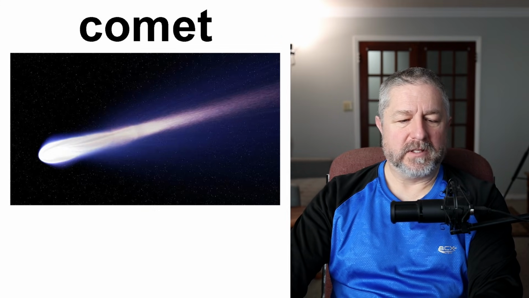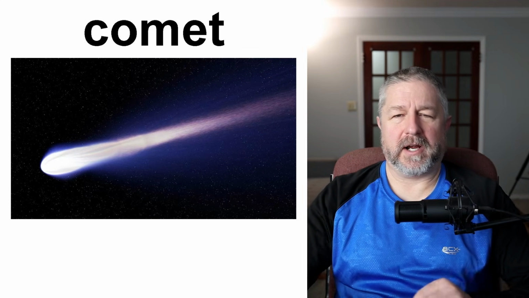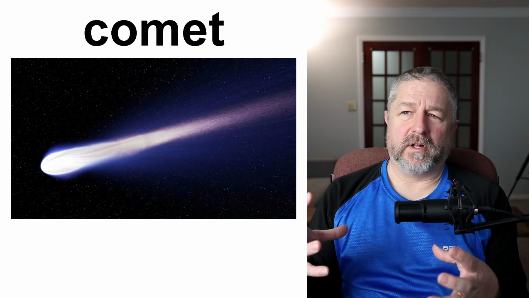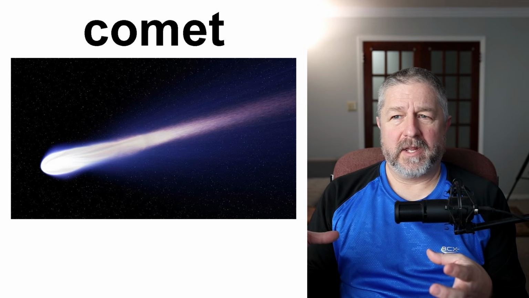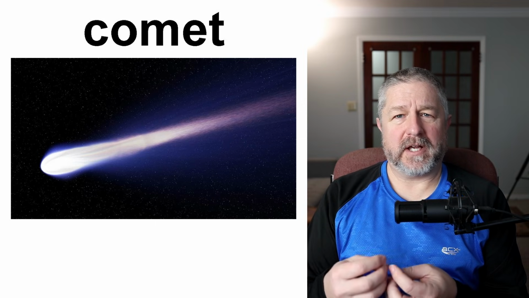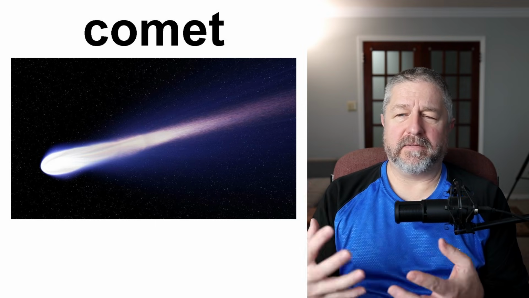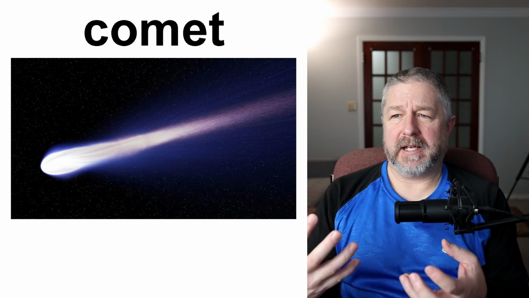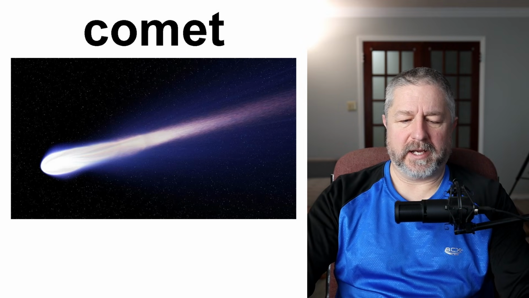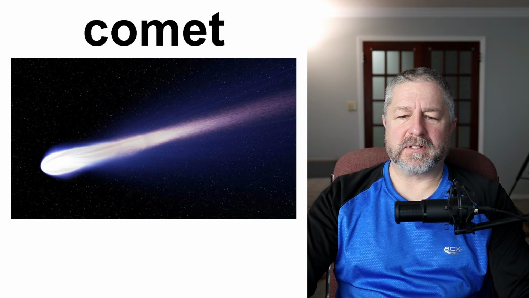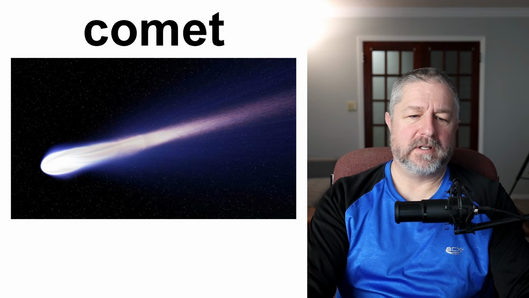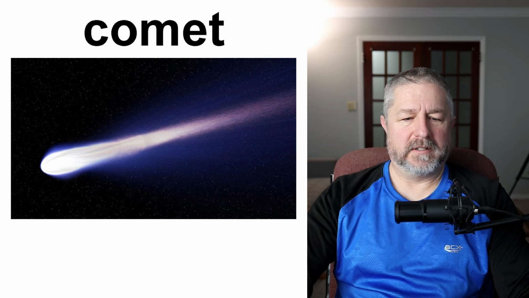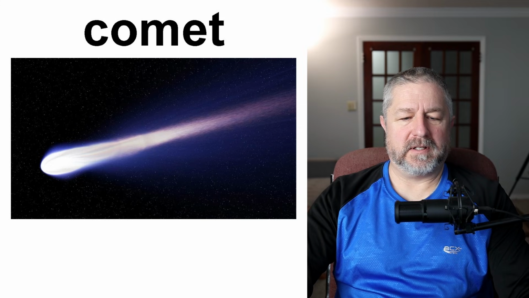A comet. So a comet is a little hard for me to describe. It's a giant ball of rock and ice that orbits the sun. And as it orbits, it leaves a trail behind it. It kind of reflects the sun's light. And I'm not sure if it has its own light. But the most famous comet is Halley's Comet.